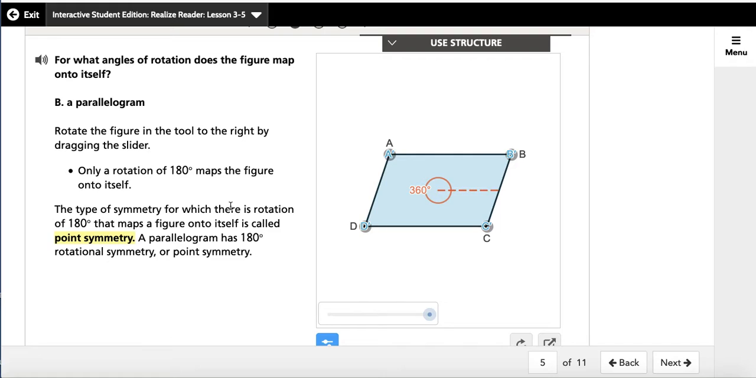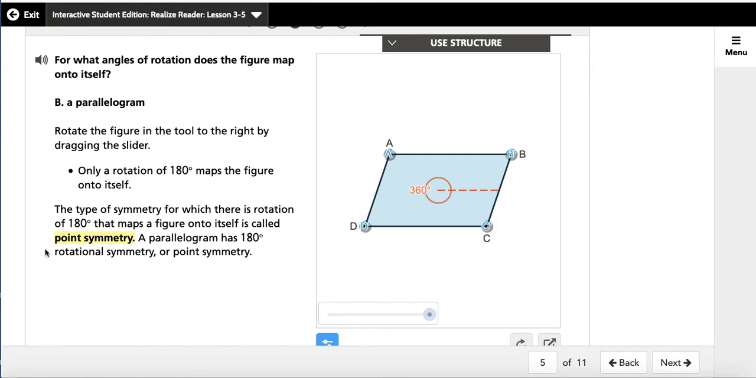The type of symmetry for which there is a rotation of 180 degrees that maps a figure onto itself is called point symmetry. Oh, I think I misspoke on the previous problem. A parallelogram has 180 degrees rotational symmetry, or point symmetry. So it has to be 180 degrees to be point symmetry. The previous problem had 120 and 240, so that one did not have point symmetry.